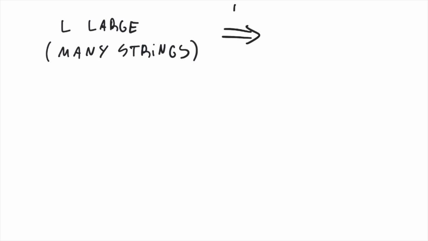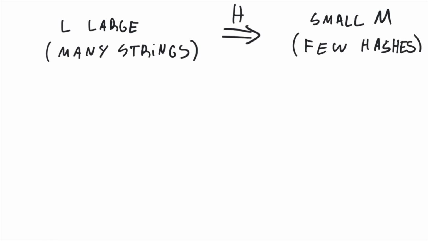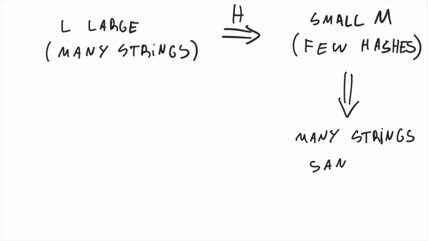Now, it looks like things are pretty bad, because let's say you have L, the length of the string, large. This means you have many strings, right? But then, when you apply the hash function, you have some small modulo m, which means you have few hashes. And of course, if you have to put many strings into few boxes, each box is a hash, well, then many strings end up necessarily in the same box, right? They get the same hash. So these are called collisions.